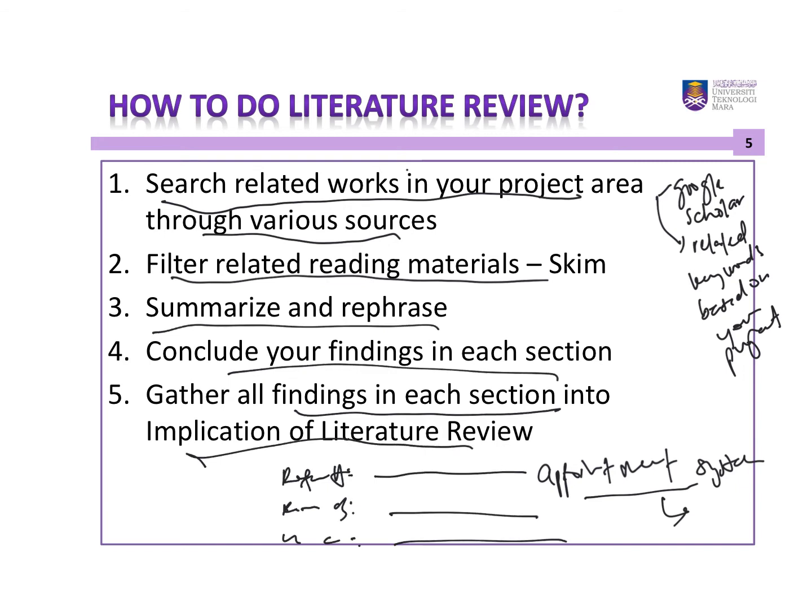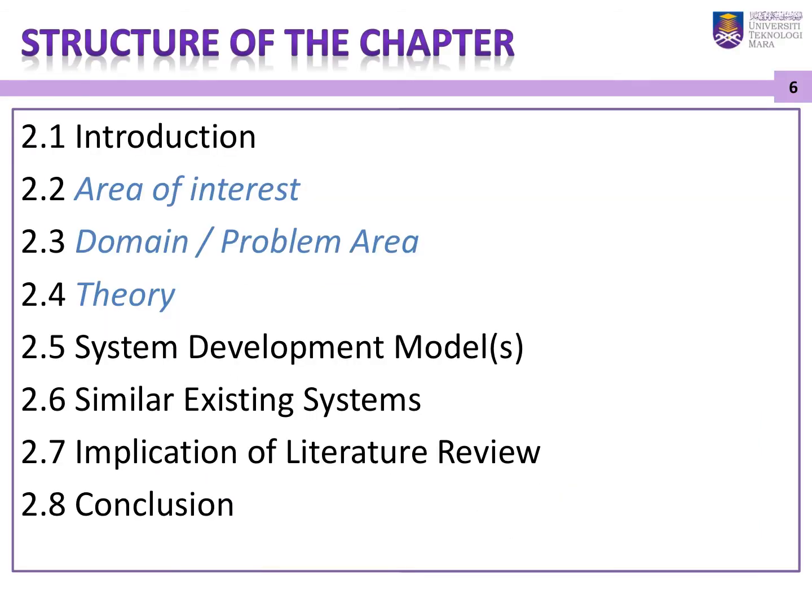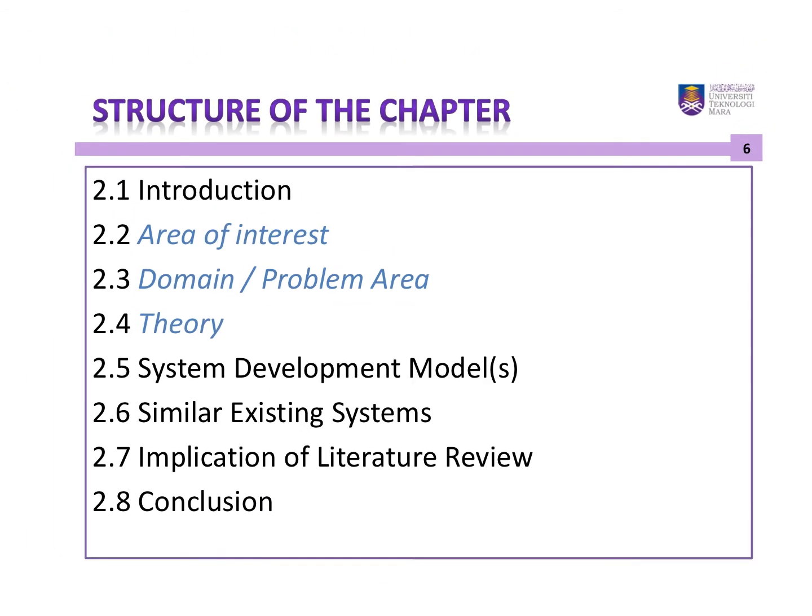So there are actually 5 things in the literature review, 5 things that must be done. Okay, I will go one by one. So what is the structure of chapter 2? First, you need to have an introduction. What does the introduction talk about? You have to tell it.